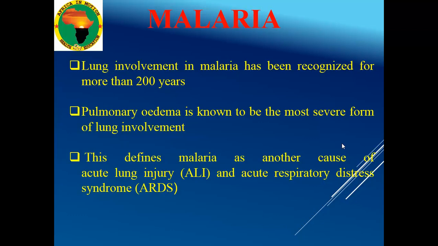Lung involvement. It was documented 200 years ago that lung involvement is one of the complications that we can write down as one of the common complications. Why? It does cause edema as well in the lungs. Then, end of the day, it will cause what we call ARDS, which is acute respiratory distress syndrome.